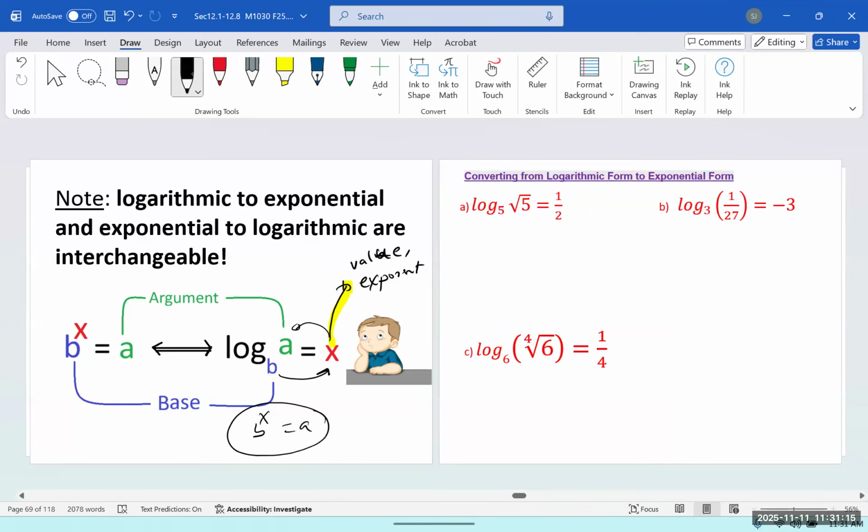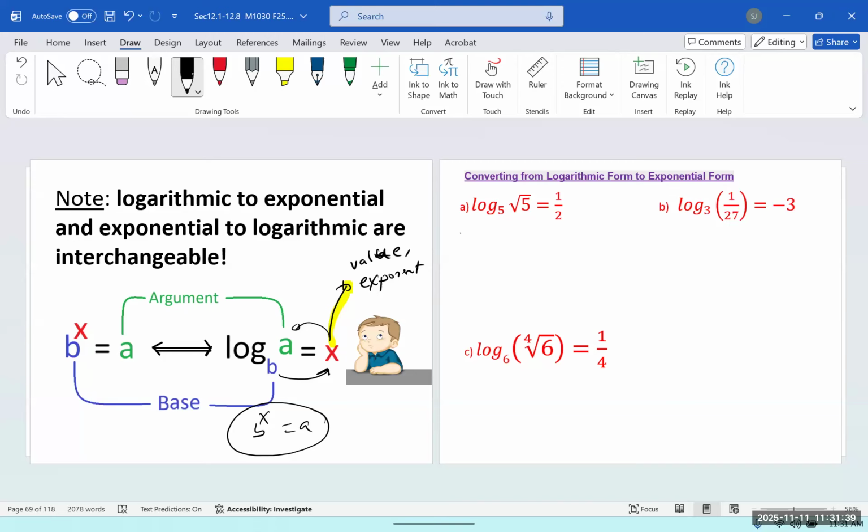Let's do some practice. We are given 3 logarithmic forms, turn them into exponential form. If you wonder why we care? Well, we care because we don't know how to solve logarithmic equations. So when you are solving a logarithmic equation, you have to turn it into an exponential equation. You must. Thus, I need to know how to convert log into exponent.